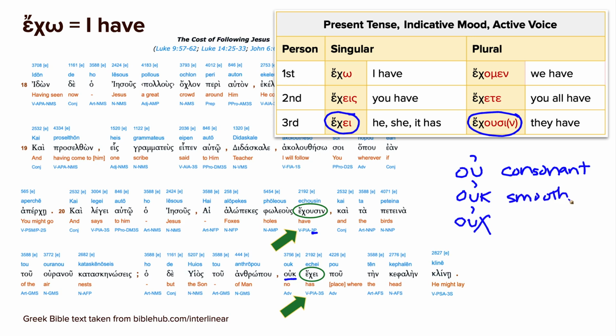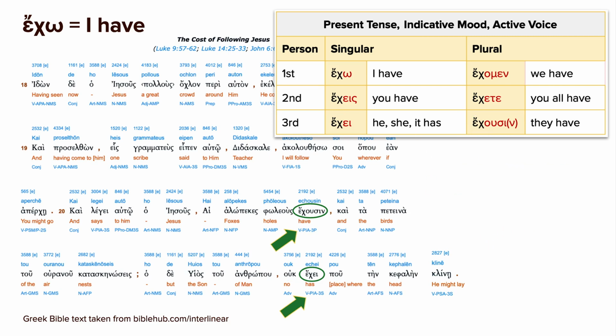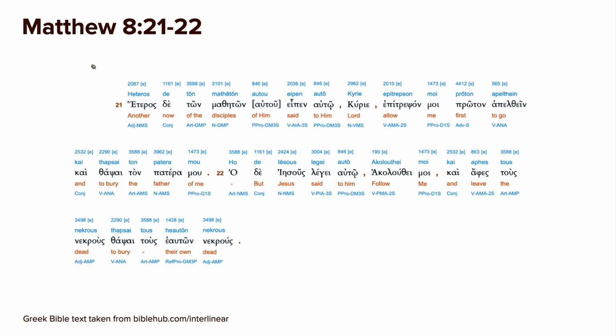In this case, we have ouk echei, or ouch when you have rough. And that kind of makes sense because when you have a h sound, the k, kappa, combined with like a rough sound would make more of this. I really don't like making that sound, but a lot of languages have that sound, like German and Dutch and Scottish. All right, let's go ahead and move on to Matthew 8, verses 21 and 22.